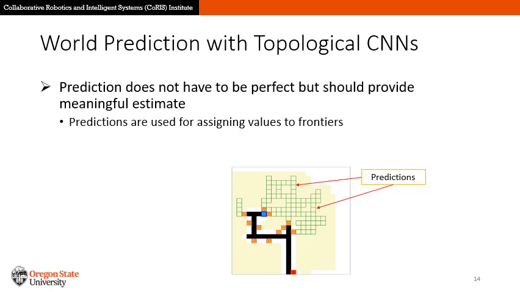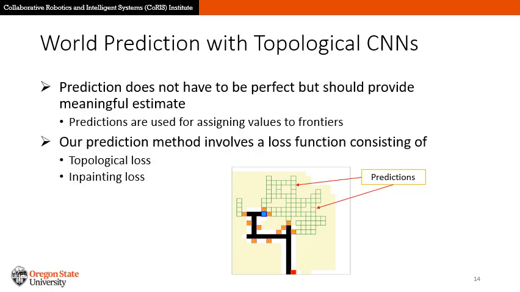These predictions do not need to be perfect, point-to-point matches to the ground truth, but rather should provide a meaningful estimate of the unknown parts of the environment. Our prediction method consists of 2 loss functions, topological loss and image in-painting loss.